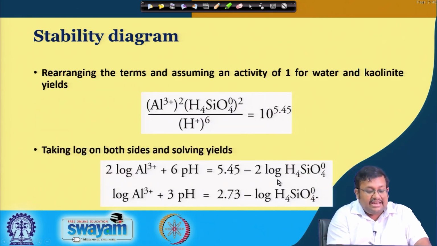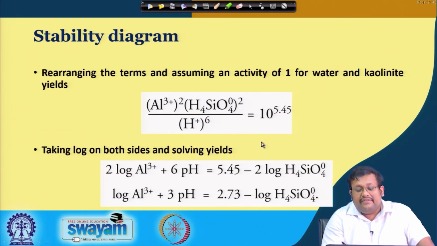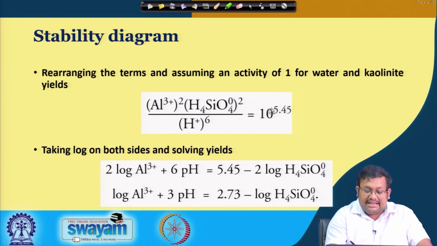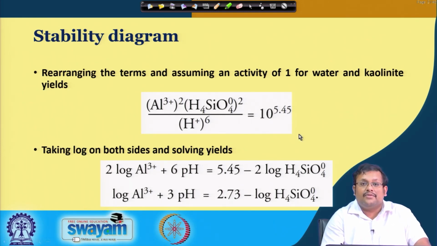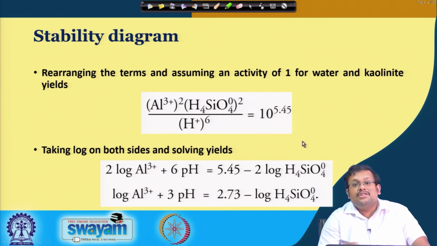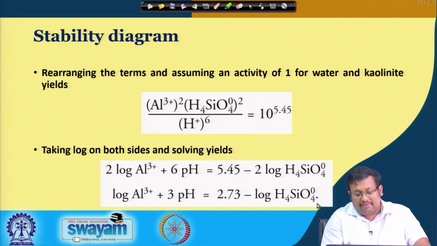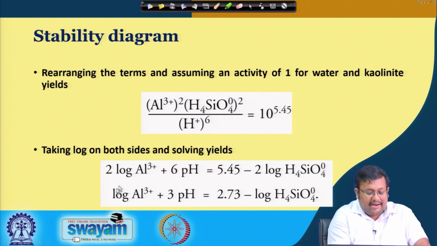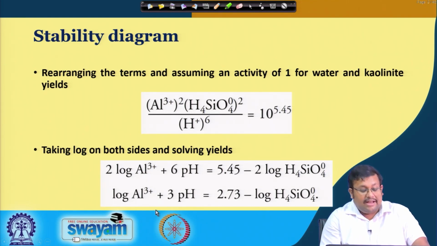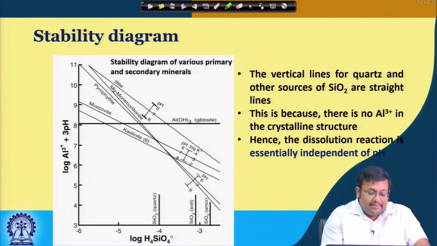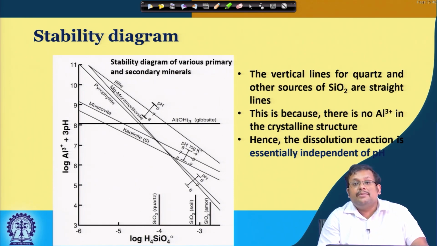From there, rearranging the terms and assuming an activity of 1 for water and kaolinite basically yields this value of 10 to the power 5.45, and taking log on both sides basically yields this reaction: log Al3+ plus 3 pH equals 2.73 minus log H4SiO4. So, basically we plot log of this silicic acid, H4SiO4, on the x axis and log Al3+ plus 3 pH on the y axis, and this is how the stability diagram of different minerals can be found, various primary and secondary minerals in the soil.